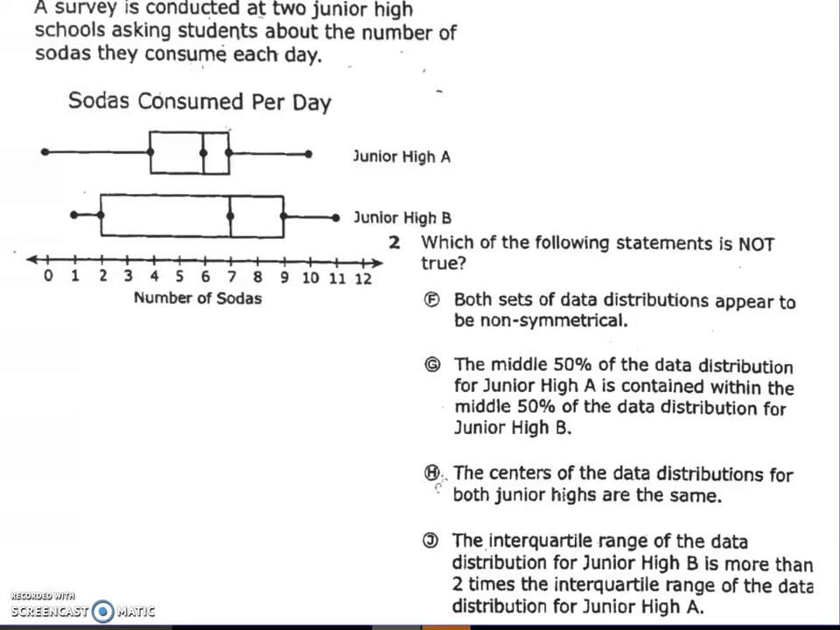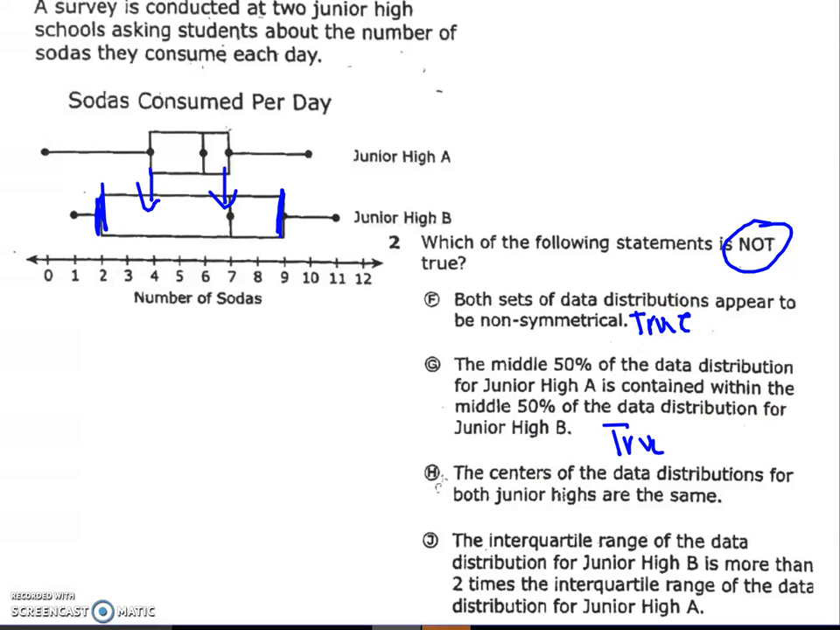Both sets of data distributions appear to be non-symmetrical. That's true, because they're not symmetrical. You can't fold them, and they're not a mirror image. But we want the one that's not true. Okay, G. The middle 50% of the data distribution for junior high A is contained within the middle 50% of B. Yes, this middle 50% fits in between this 50%. That is also true, but remember I want the false one.